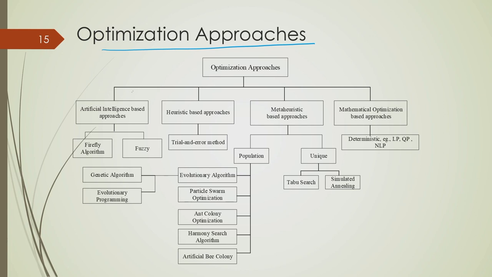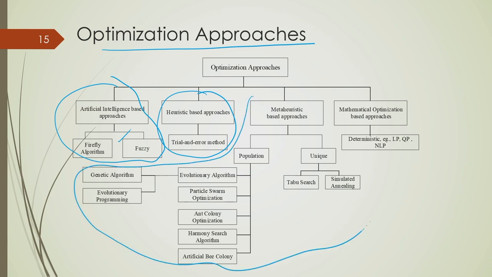You can see that one category belongs to the artificial intelligence based approach, which includes the fuzzy based approach as well. Another is the heuristic based approach, which is nothing but trial and error method or problem specific heuristics. Another category is the meta heuristic approach, which is a bigger category where different types of meta heuristic approaches are used, and which can be classified into two groups. One is the population based approach, another is the point search technique. This is a point to point search technique, and the population based one is basically a multi point search technique.